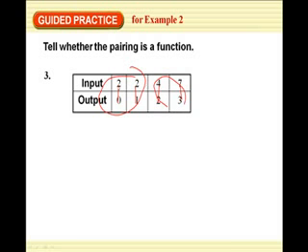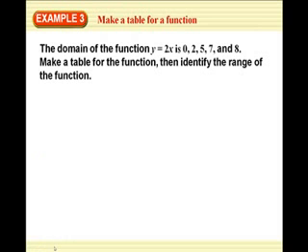In our machine, you can't drop a 2 into the machine and get a 0, and then drop a 2 in the machine again and get a 1. Something's wrong there, so that is not a function. These inputs cannot have 2 different outputs if those inputs are exactly the same. That is not possible. So not a function.